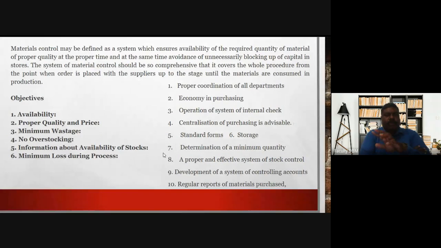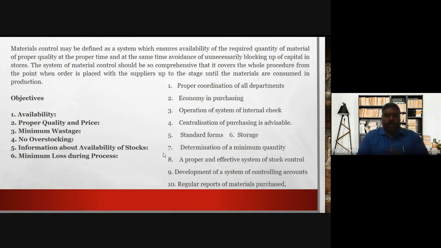So we have to replenish the goods when the stock reaches the reorder level. And information about the availability of the stock we must maintain: how much is sold, how much is remaining, how much is damaged, and how much we have to order. That information available to stock at each and every slot, how many stock is available, that information we need to gather. And minimum loss during the process, so transit loss should not be there. We have to reduce that. That is the objectives of material control.